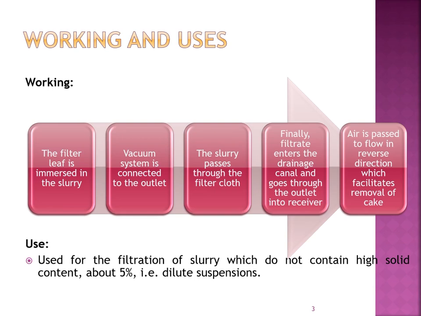The filter leaf is immersed inside the slurry. It can be any equipment from which the filtration has to be performed. Vacuum is connected to the outlet because vacuum is the force by which the filtration happens. The slurry passes through the filter cloth and the filtrate enters the drainage canal and is collected at the outlet of the receiver, and air is flowed in the reverse direction for removal of the cake. We can use this kind of filtration only if our slurry has about 5% solids. It means only dilute suspensions can be operated with these leaf filters.